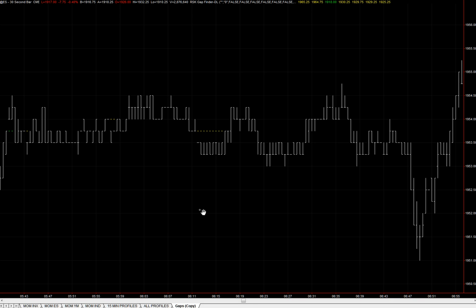Oftentimes these gaps get filled very, very quickly, and they're not particularly tradable. But on other occasions, they can be significant. So we keep track of the gaps on a separate chart. We can't predict them. We don't know when they're going to occur. But if we see that they have occurred, if the circumstances are right, it can become an effective way to take advantage of the trade and trade in the direction of the gap fill.